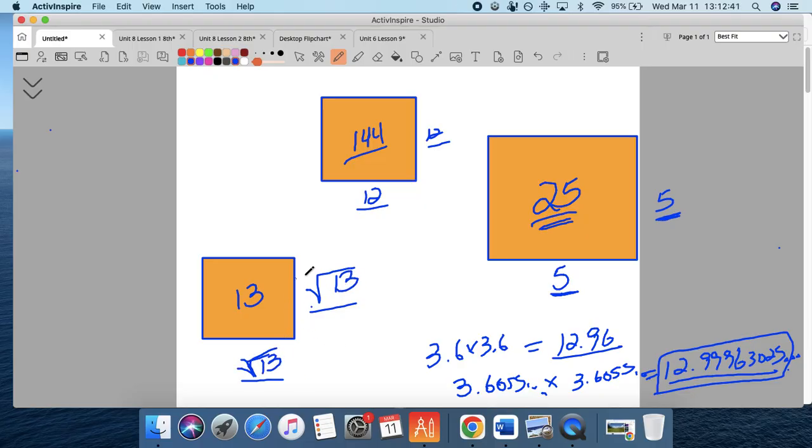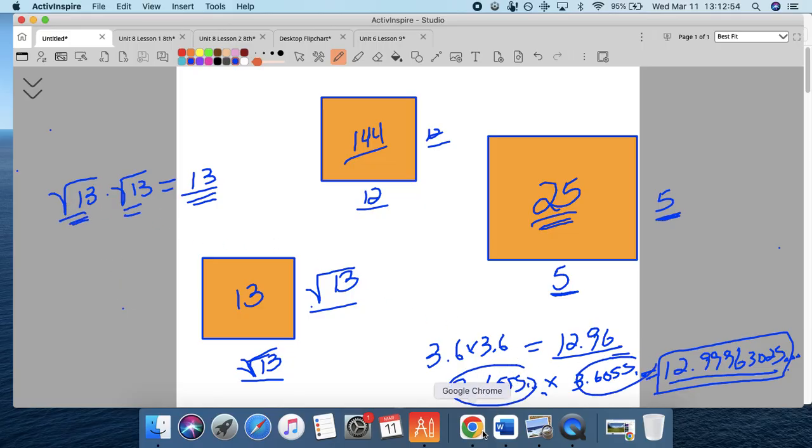So the better way is to write it like that. Right? And if you multiply square root of 13 times square root of 13, guess what you get? You get 13. This is the better way of writing instead of writing a long decimal. This is a more precise way. So that was your lesson today.